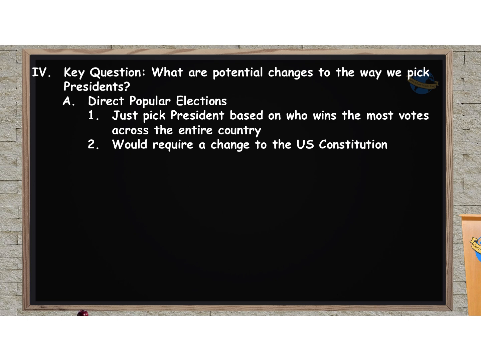For instance, we could have a direct popular vote for elections. That's what two-thirds of Americans want. So we just pick the president based on whoever wins the most votes across the entire country. However, this would require a change to the Constitution, a constitutional amendment, and frankly, most people don't know enough about the Electoral College or care enough about it to actually put the effort into changing the Constitution, which would take quite a bit of work. In short, we're too lazy to do anything about it.